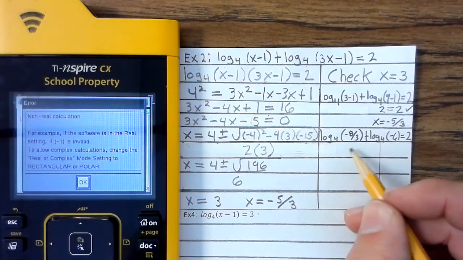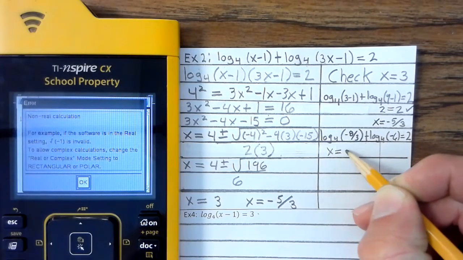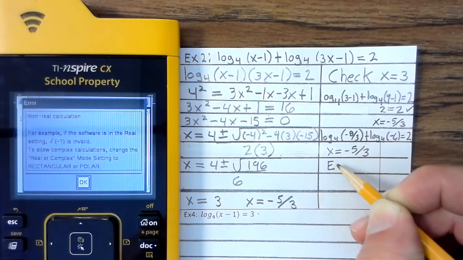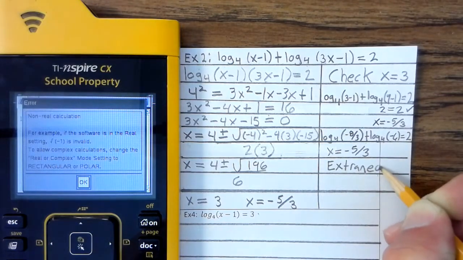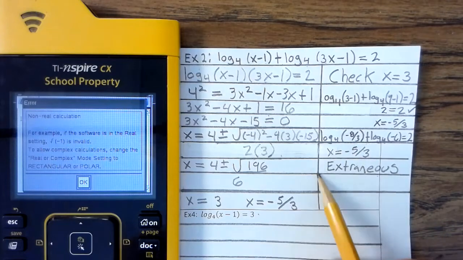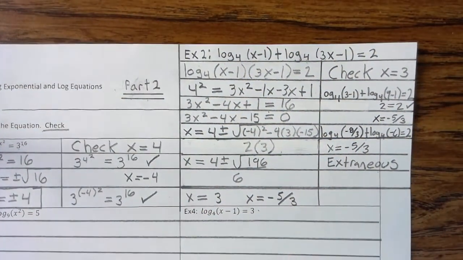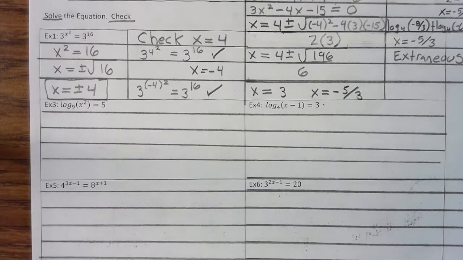So that means we know that this is an error. So we can say that x equals negative 5/3 is extraneous. All right, so now let's move on to example 3. All right, example 3.